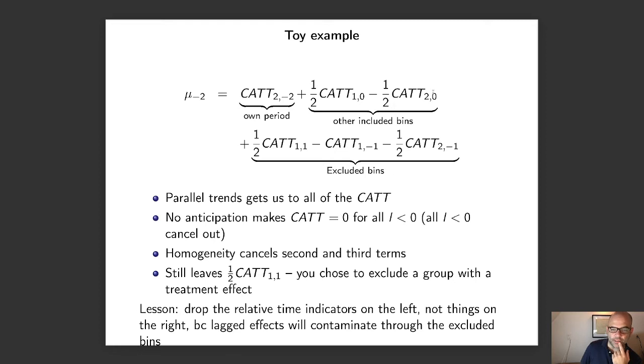CATT will equal 0. Yeah, that's this. What did I say here? Chose to exclude a group with a treatment effect. Oh yeah, this is a post-treatment effect here, 1/2. So this should be -1 minus 1/2.